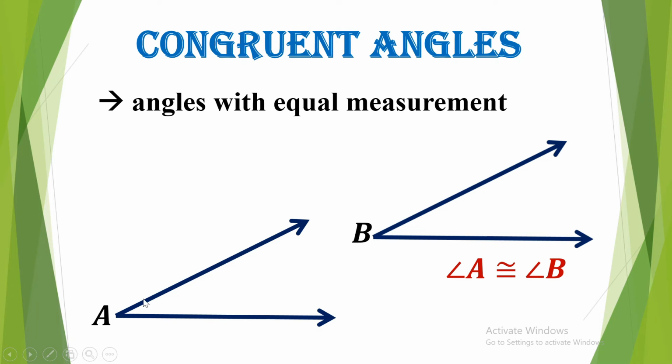We are comparing the two angles. But if we compare the measurement of those two angles, then we have this one. The measure of angle A is equal to the measure of angle B. This small letter m written before the angle is read as the measure of. So take note, we use the equal sign in comparing the measurement of those two angles. But if we are just dealing with those two angles, then we use congruent.